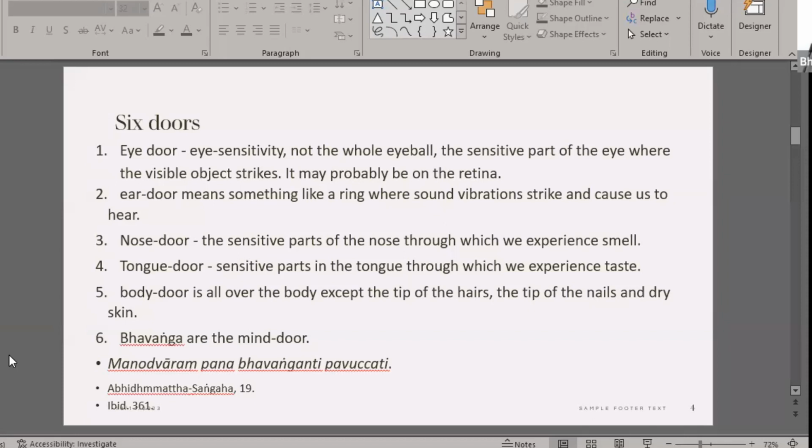Body door is not limited to special body parts. Body door is all over the body.